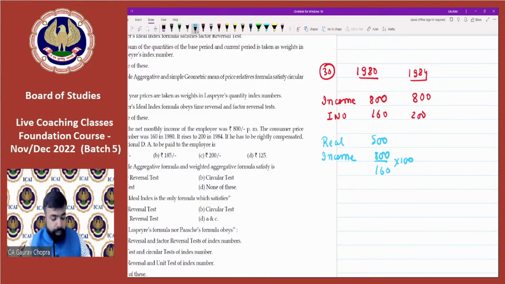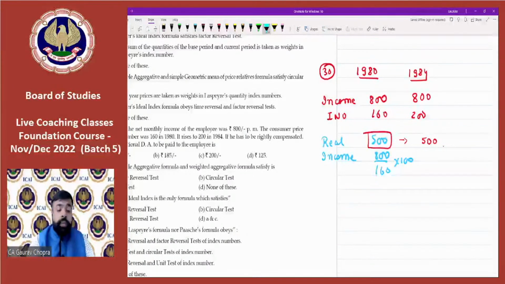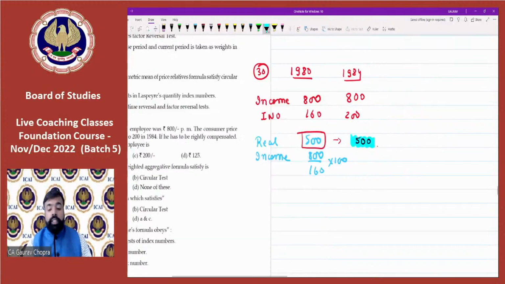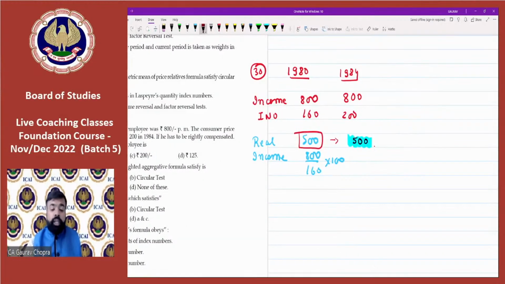And for 1984, the question said that we have to maintain the same standard. That means in 1980, if the person was having 500 as the real income, the same real income should be maintained in 1984. So in this manner, we have to calculate real income.